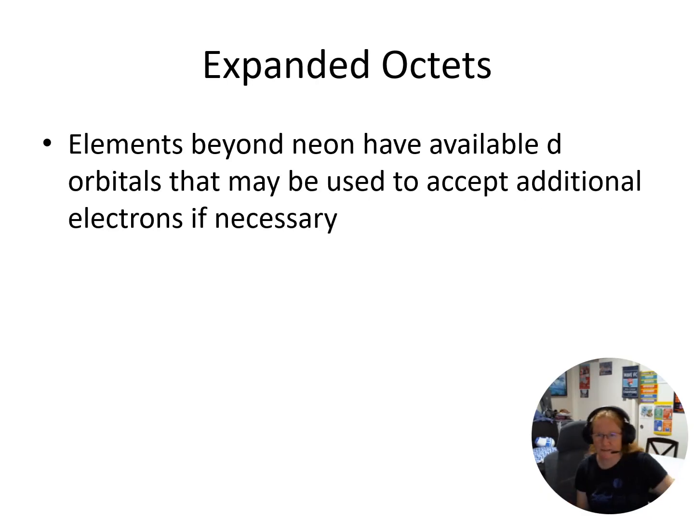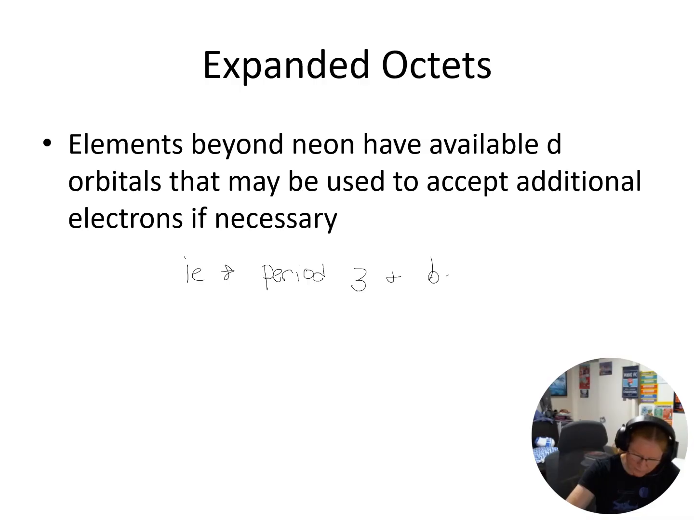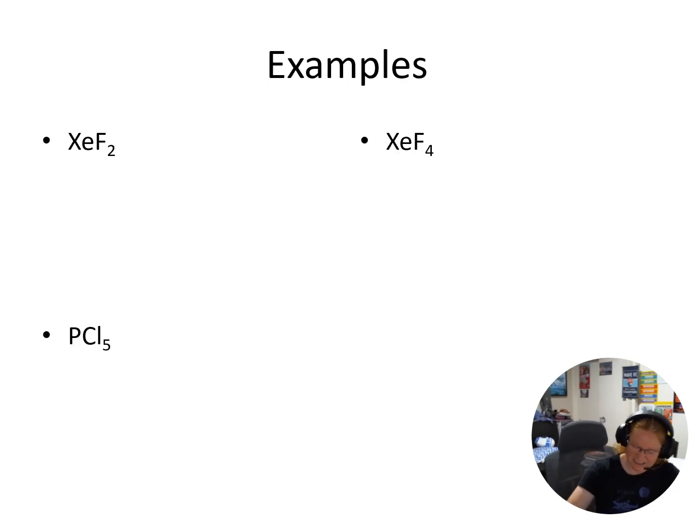All right, and so now those expanded octets. All right, so these are, again, elements beyond neon have these available d orbitals. They're empty, they're there, we can access them. So again, we're looking at period 3 and beyond. Okay, so we can access empty space. Okay, so here are 3 examples. I want you to try these. Okay, keeping in mind, I made them relatively straightforward.